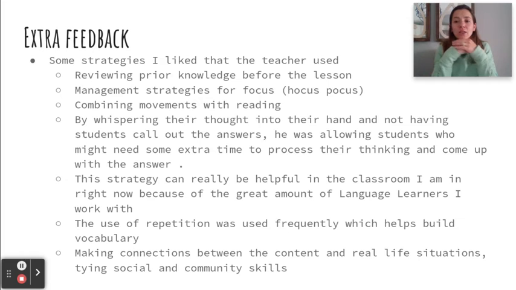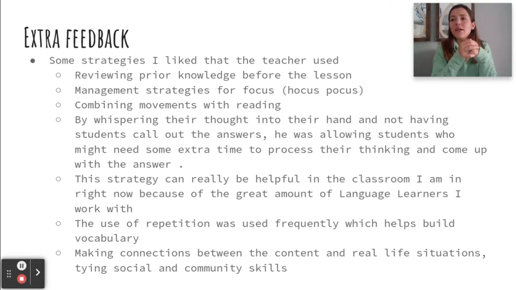I think that the one thing that stuck with me a lot, that I will use too, is when he asked a question, he had the students whisper the answer in his ear and in their hands, and that to me just screamed extra time that other kids may need to answer.